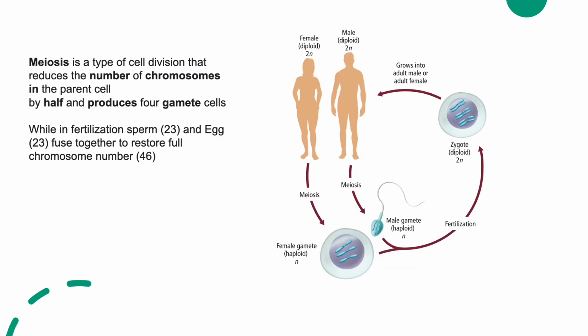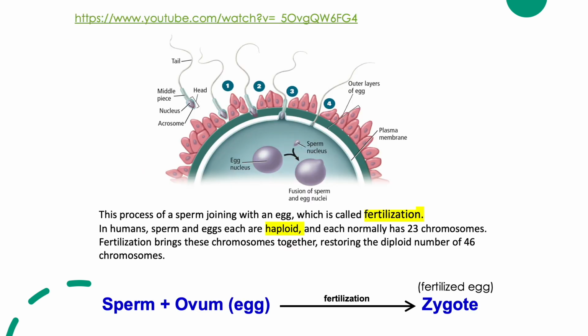This diagram now recalls both meiosis and fertilization. So meiosis is a type of cell division which causes the half chromosome number produced in the gametes, while fertilization restores the chromosome number to 46. Here it's quite obvious, sperm joins with egg to result in the zygote, that is called fertilization.